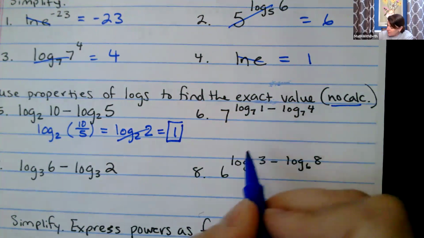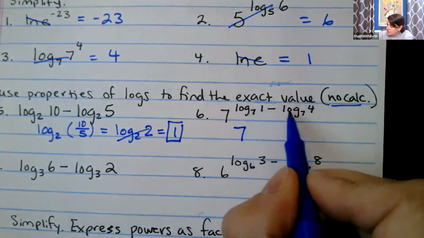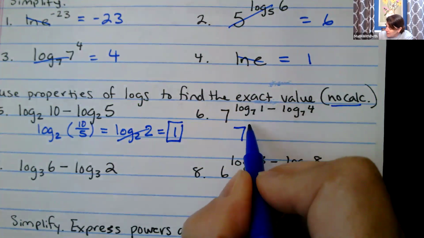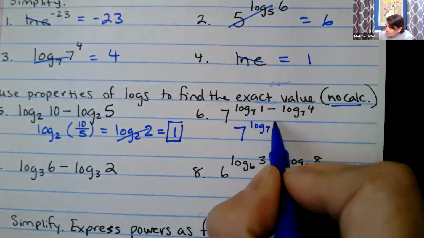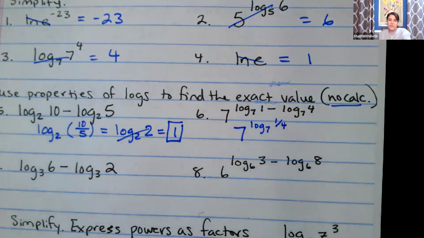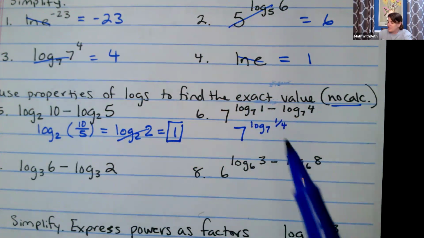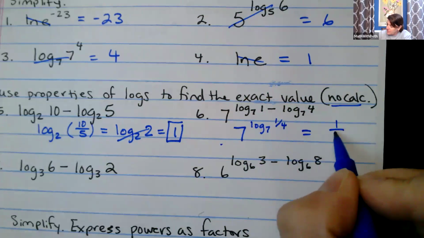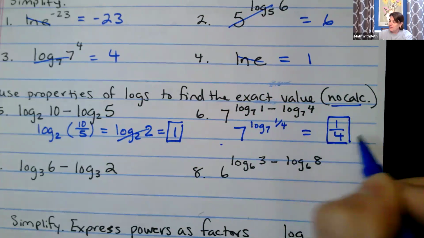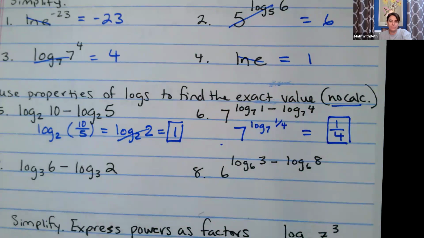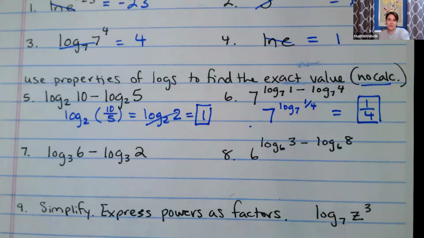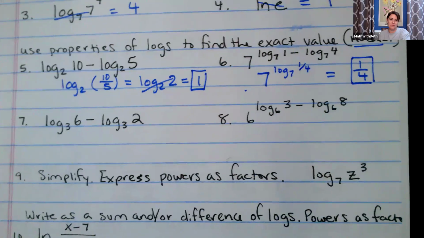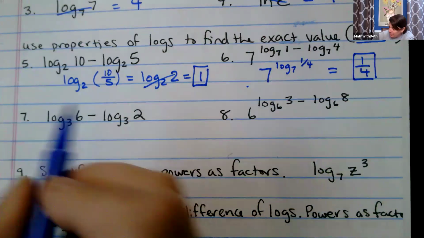So same thing here. I can rewrite these two logs that are subtracted as just one log with division. And now since I have a 7 and a log 7, those wipe out, and I'm left just with the 1/4. So 7 and 8 are similar if you want to pause and try those, but then I'll do them so you can check.